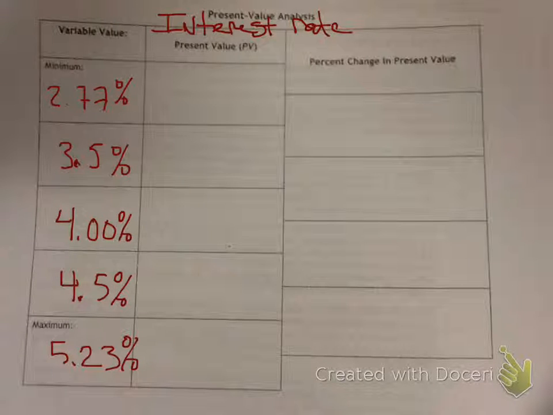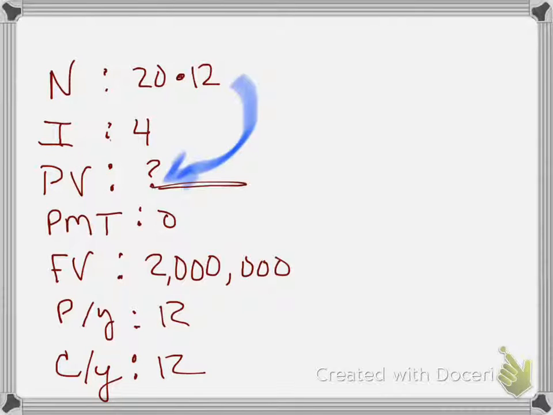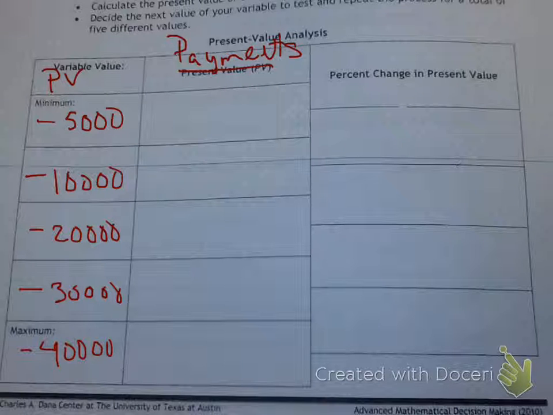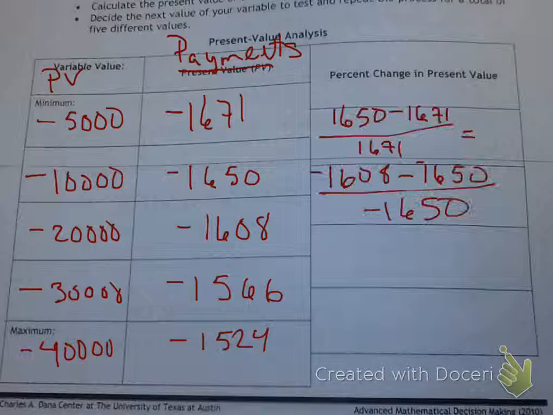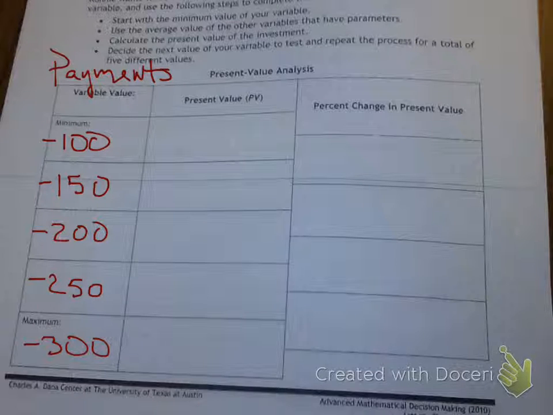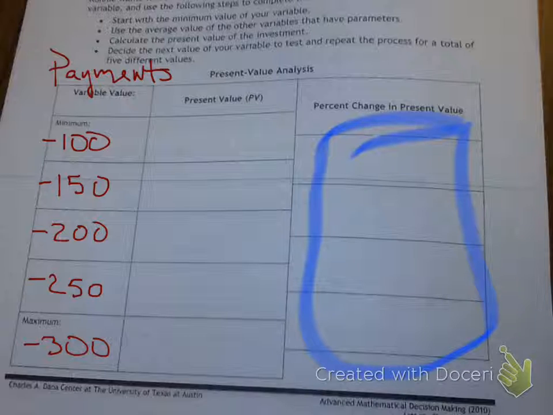For percentage, 2.77, 3.5. So here you're changing the I: 4, 4.5, 5.23. Get your answers. Then we're going to do one where we find the payments. We're going to get the PV and change the PV. And then another one where we get the payments, change the payments, and find the PV. Again, every single one of these you should be filling in this part of the table, which means the answers you're getting here and here, subtract, divide, and so on.